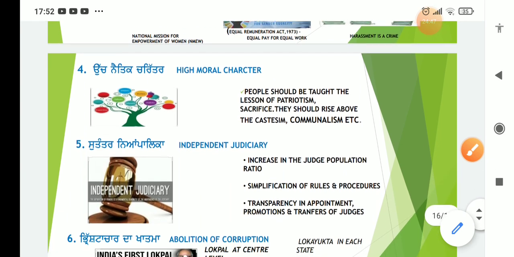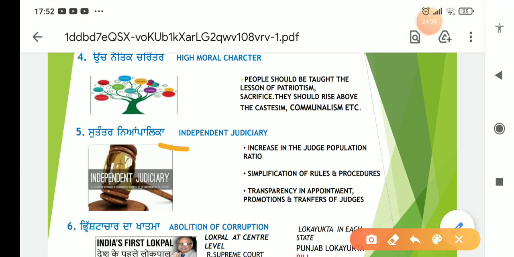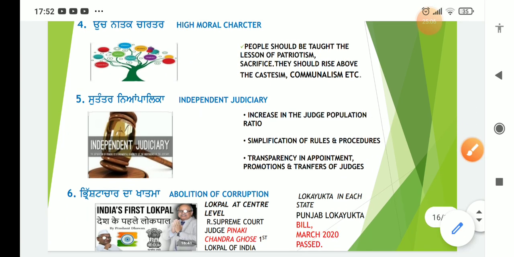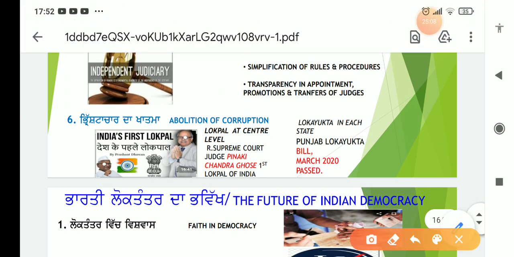Then we should have an independent judiciary, an increase in the number of judges according to the ratio of the population, simplification of the rules and procedures in the courts, and transparency in the appointment and promotion of judges, which will lead to further improvement in our system. Then abolition of corruption. Corruption should be abolished. Lokpal at the center level should be appointed, right? Lok Ayukta in each state should be appointed.